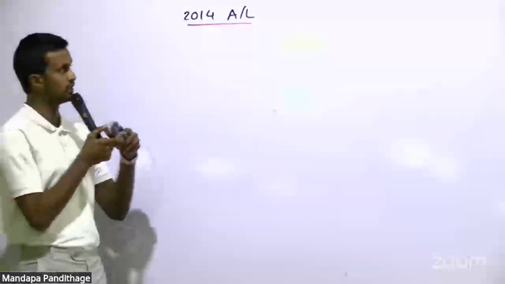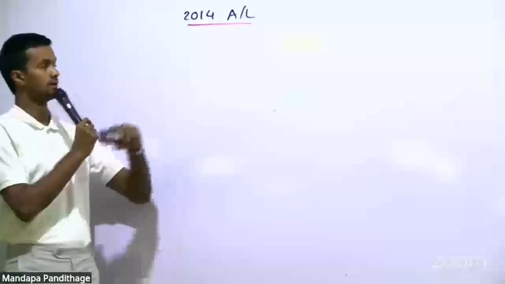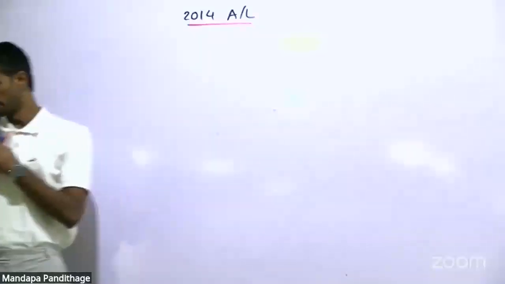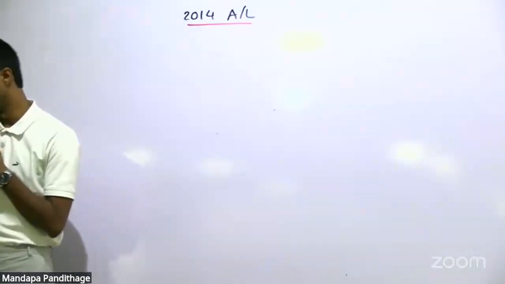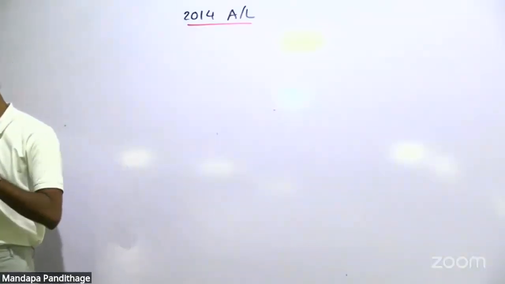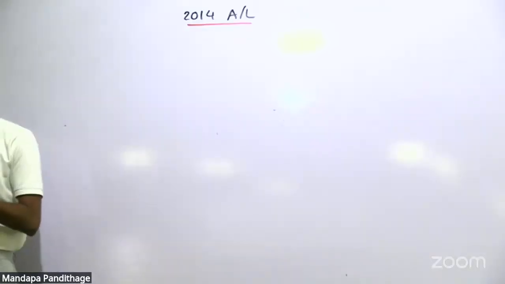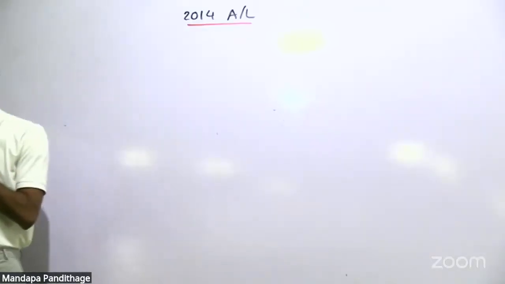Okay, so let's see the question, 2014 A levels. ABCD is a trapezium such that BC is equal to half AB. DC is equal to half AB. Also let AB equals P and AD equals Q. So we have a trapezium.